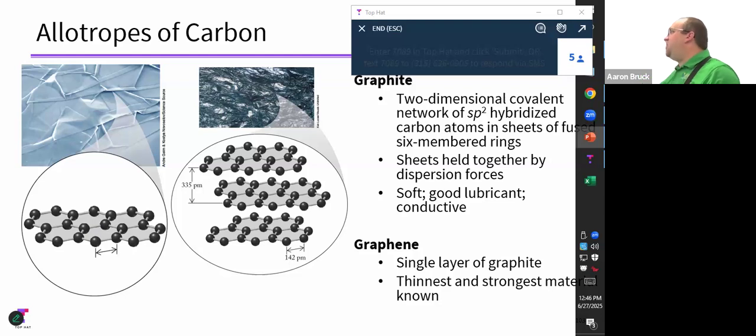If we take out the sheets part and talk about just a single sheet, what we have is something called graphene. Graphene has amazing tensile strength. It can be super thin, yet super strong.